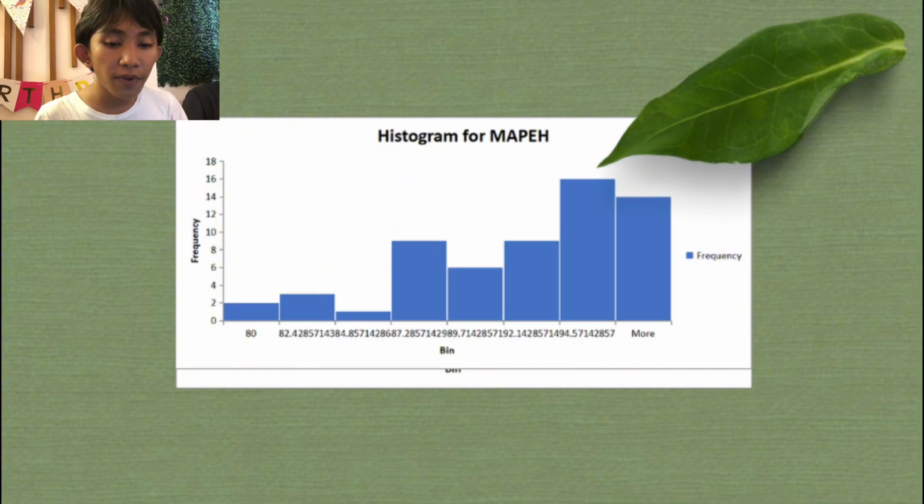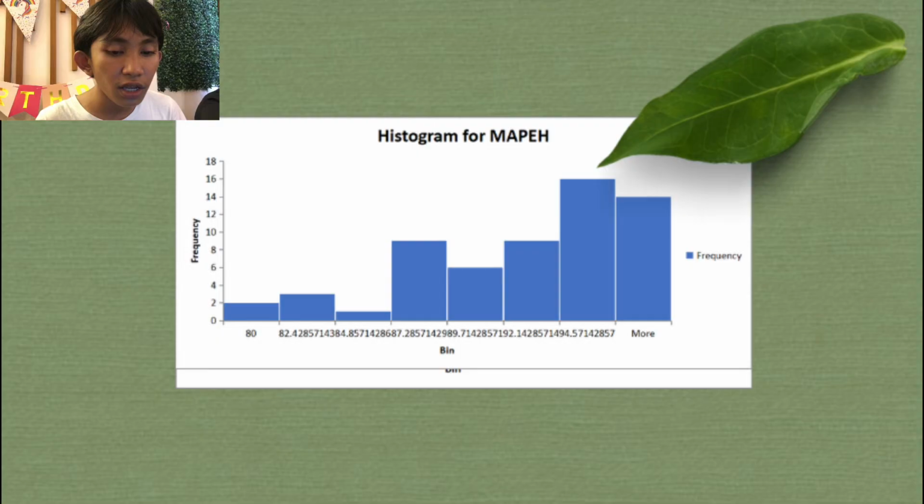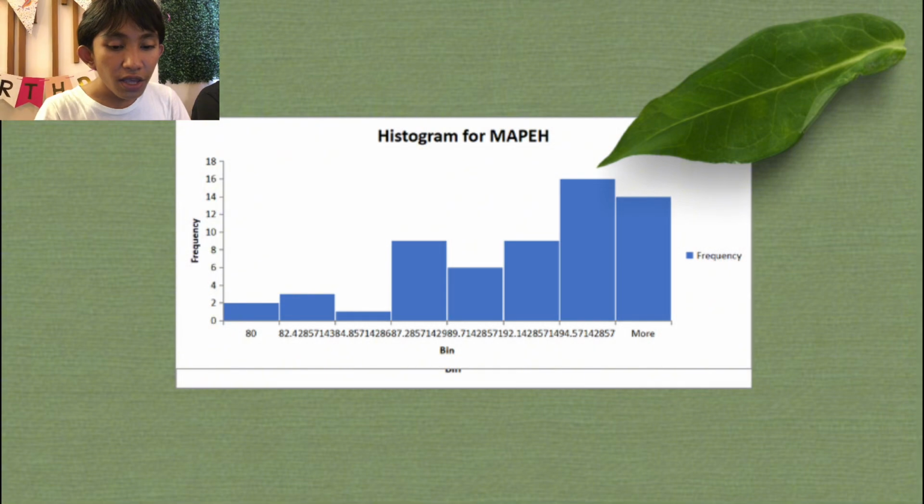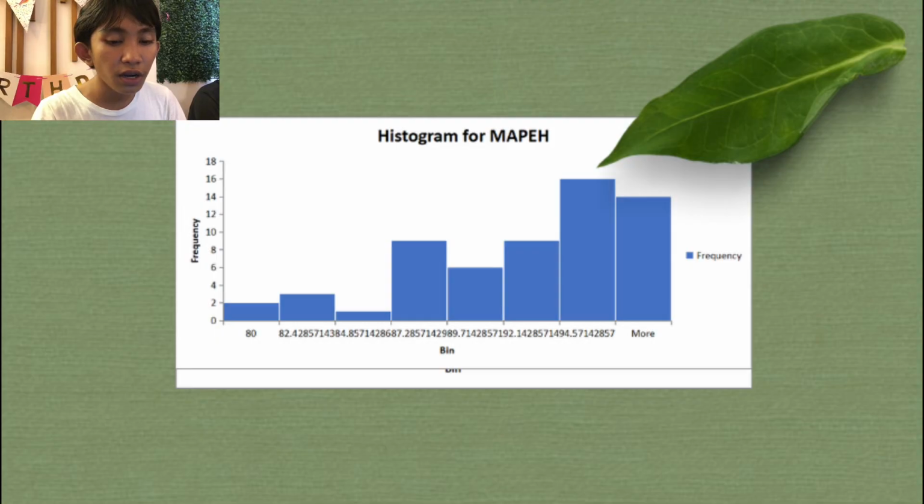The histogram reveals that only a few students scored in the lower ranges, while the frequency gradually increased as scores get higher. There is a noticeable peak in the higher score bins, with the highest frequency appearing around the 90 or 100 range. This suggests that most students performed well in MAPE, with a significant number achieving high scores.